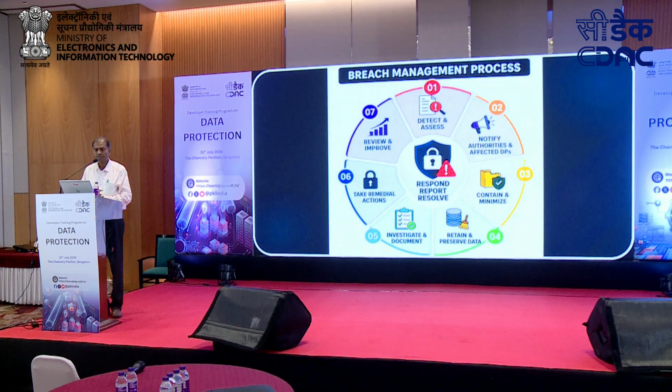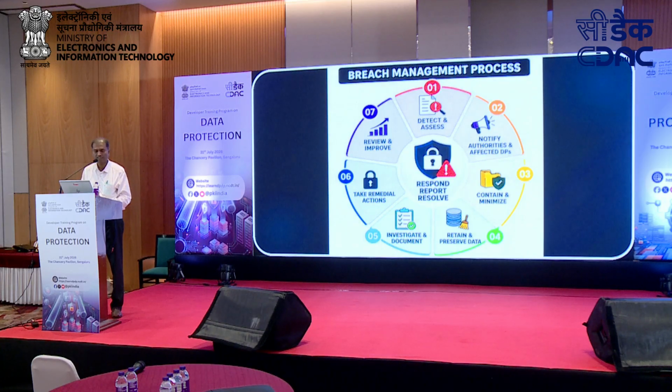So in case of breach management, the first step is to detect and assess what has happened, and immediately you need to notify the authorities. Obviously, the Data Protection Board, you need to tell them, and also you need to tell the data principals, DPs. Number 3, obviously you need to do the containment of that particular breach, close off systems and minimize the kind of loss. And then retain and preserve the data, whatever has happened.